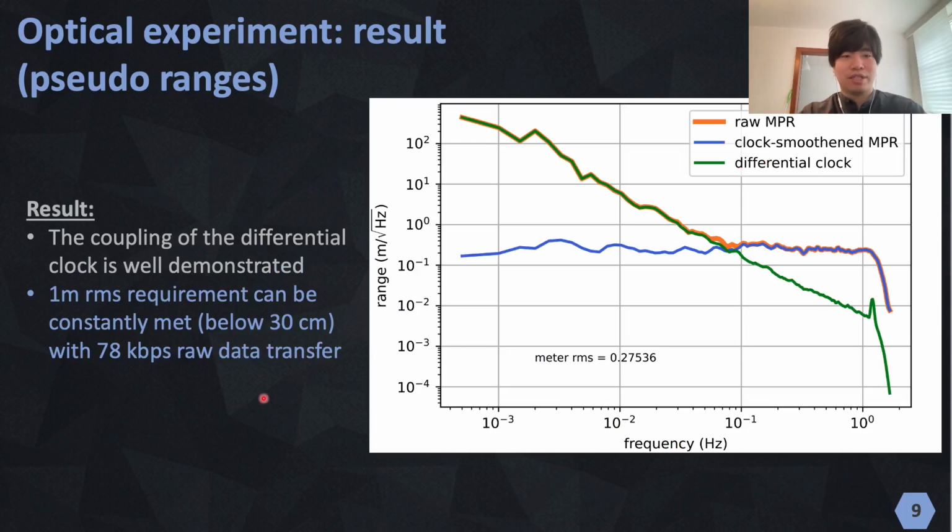And here is the same result in the frequency domain. So at the raw frequencies, raw pseudo range nicely shows the coupling of the differential clock. And after the smoothing, we end up with this blue line. So this tells us the current noise floor of the pseudo range. So the coupling of the differential clock is well demonstrated with current design, and 1 meter RMS requirement can be constantly met with 78 kilobits per second raw data transfer.